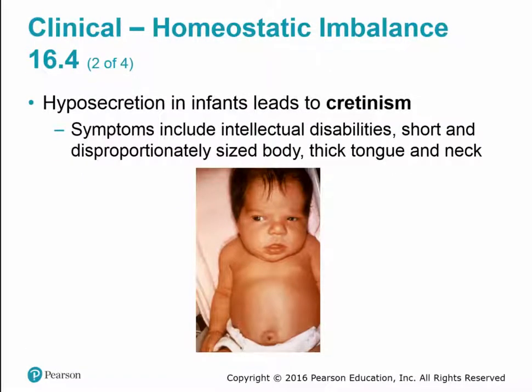So if this hyposecretion were to occur in an infant, this would be called cretinism. So symptoms of cretinism include intellectual disabilities, kind of short, disproportionately sized bodies, thick tongue, neck. So hyposecretion of thyroid hormone would generally be more damaging to an infant or a child because their cells are more rapidly growing and dividing, so they have a requirement for much higher metabolism.